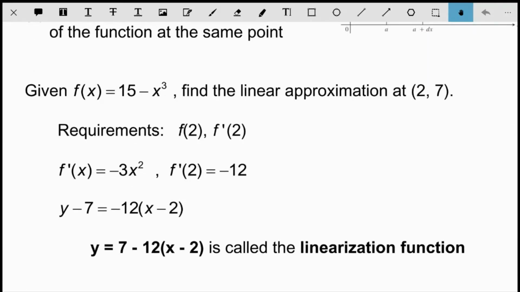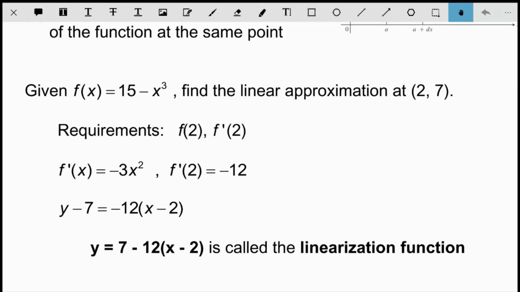I've got a worked out example for you so you can see how this is going to operate. We've got f of x is 15 minus x cubed, and it says find the linear approximation at the point 2, 7. What we're going to do is find a linear function that we can use to approximate this cubic function when we're close to x equals 2. You can see the requirements are f of 2 and f prime of 2. That's our point and our slope.